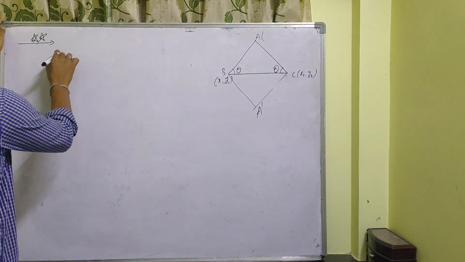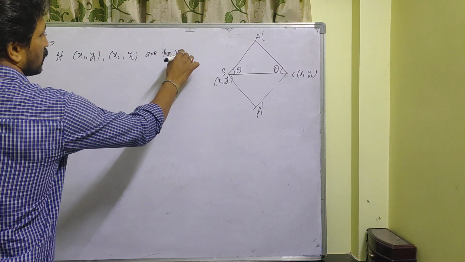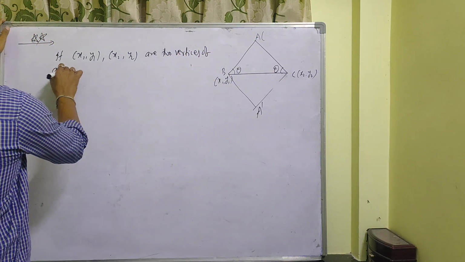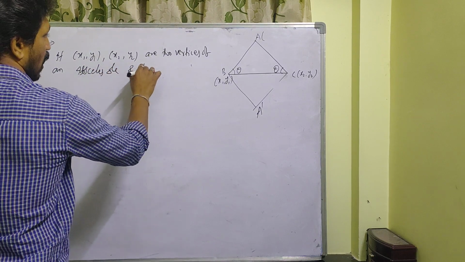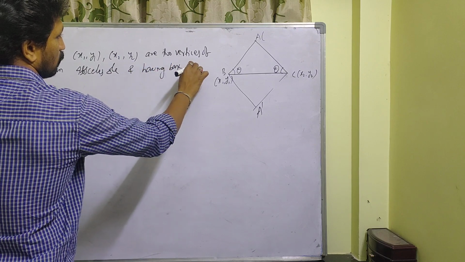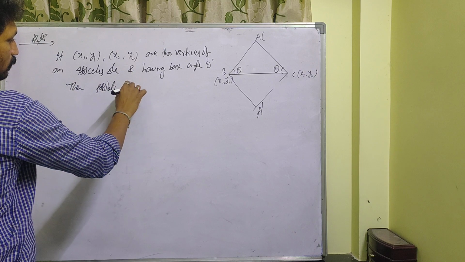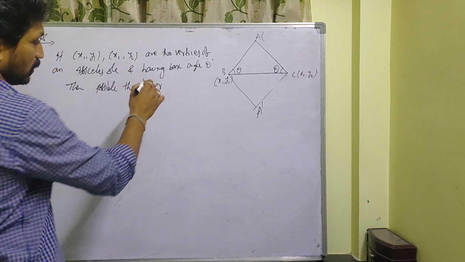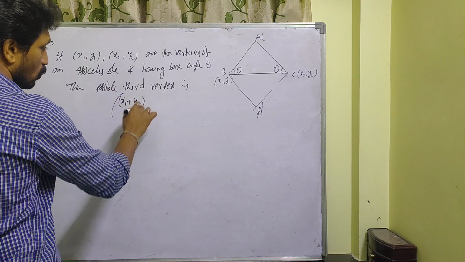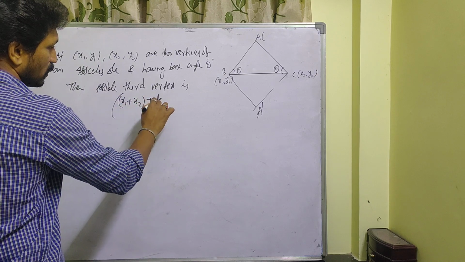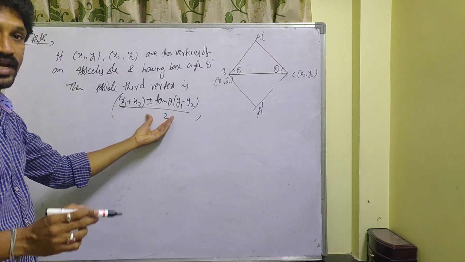If (x1, y1) and (x2, y2) are two vertices of an isosceles triangle having base angle theta, then the possible third vertex is x1 plus x2 plus or minus tan theta into (y1 minus y2) by 2, comma. This is the x coordinate of the third vertex.